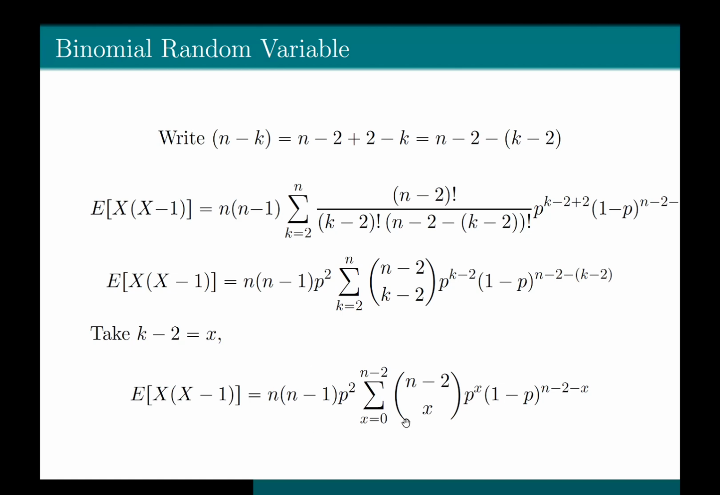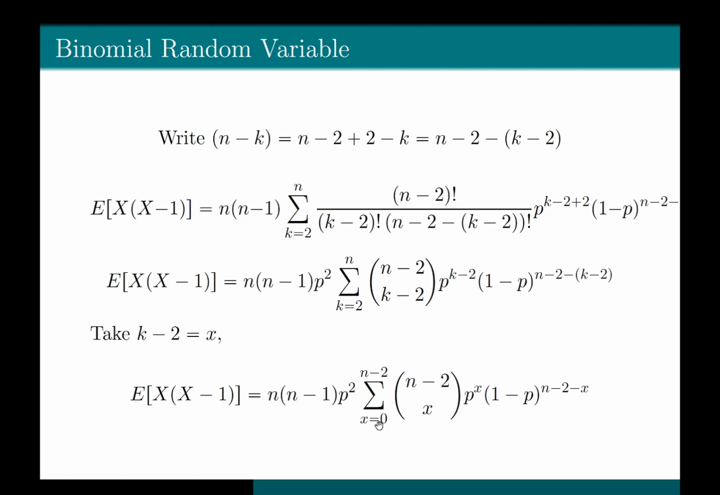Okay, now carefully look at the summation sign. So this summation sign in the above expression, here we had k going from 2 to n. Now we are taking k minus 2 equals x. Therefore, we will have to change the limits from the limit of k to the limit of x.